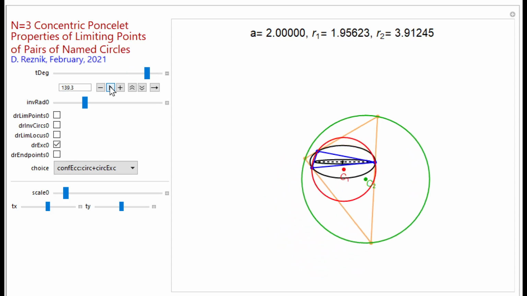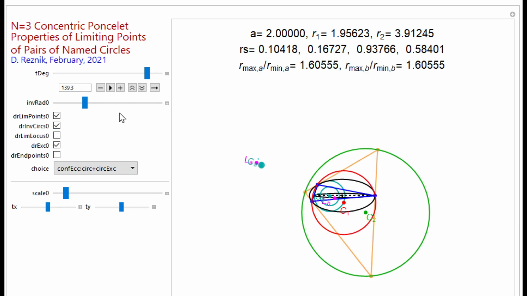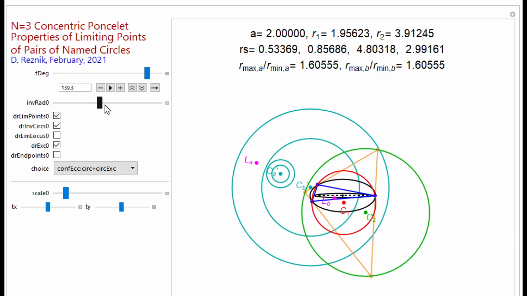Now let's consider this pair of circles, and let's draw their limiting points. So here are the limiting points, LA and LB. The magic here is that if I invert the red-green pair with respect to either LA or LB, I get a new pair of inverted circles. Let's change the inversion radius a little bit so we can appreciate what's going on. This first aquamarine pair is a concentric pair centered on CA prime. It is the inversion of the red-green pair with respect to the first limiting point, LA.